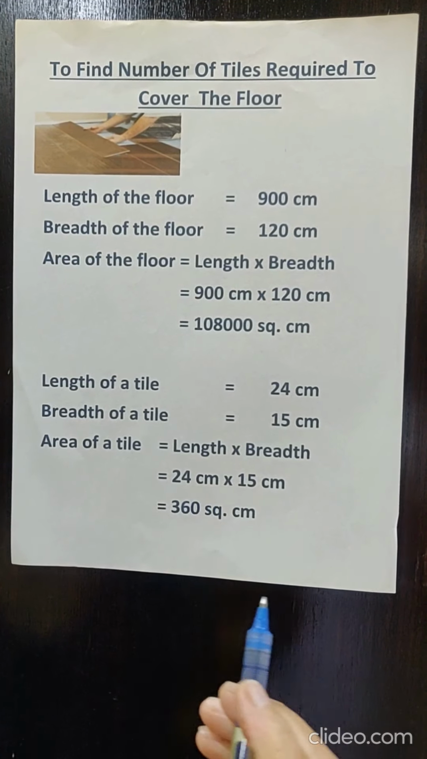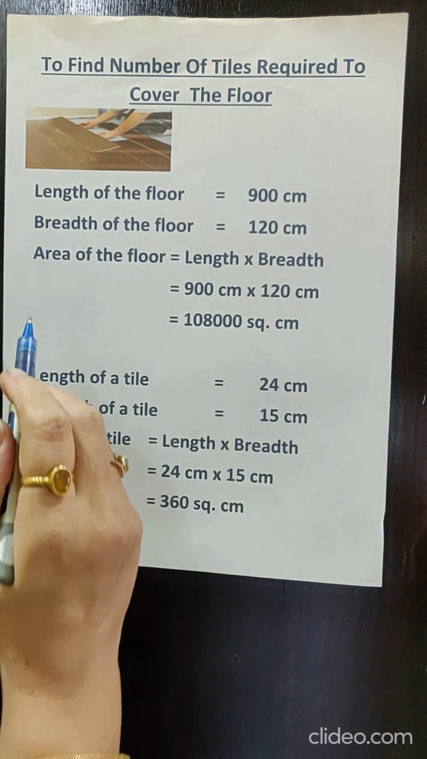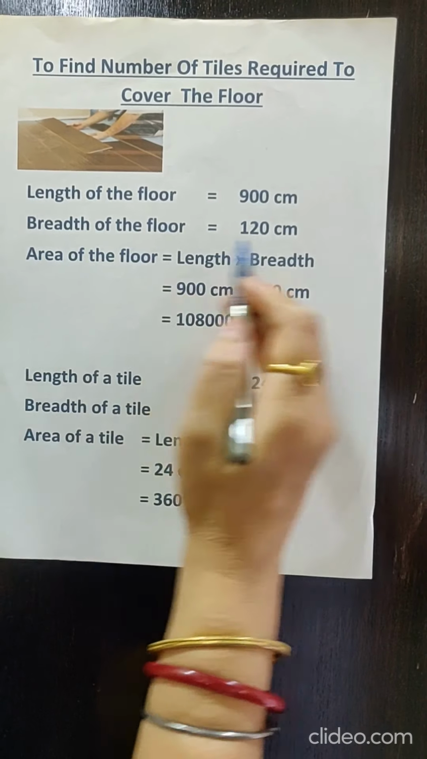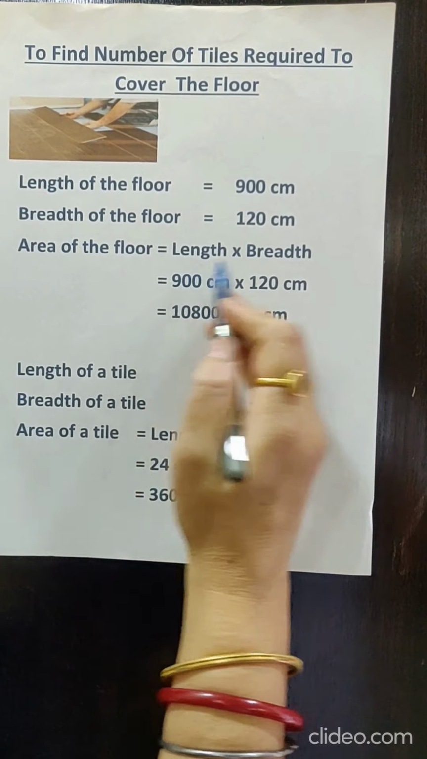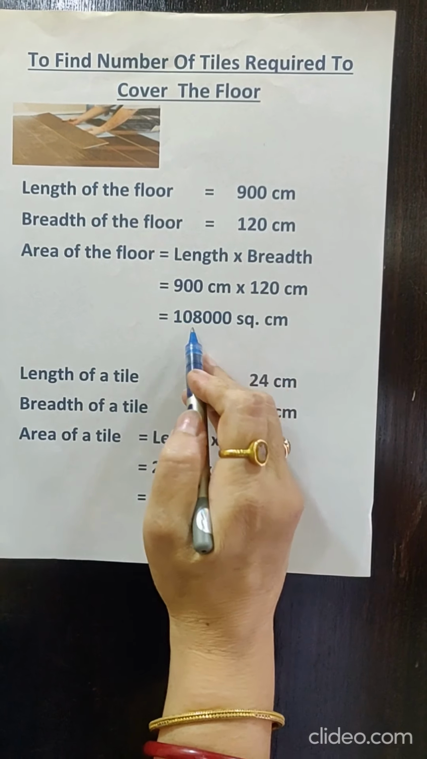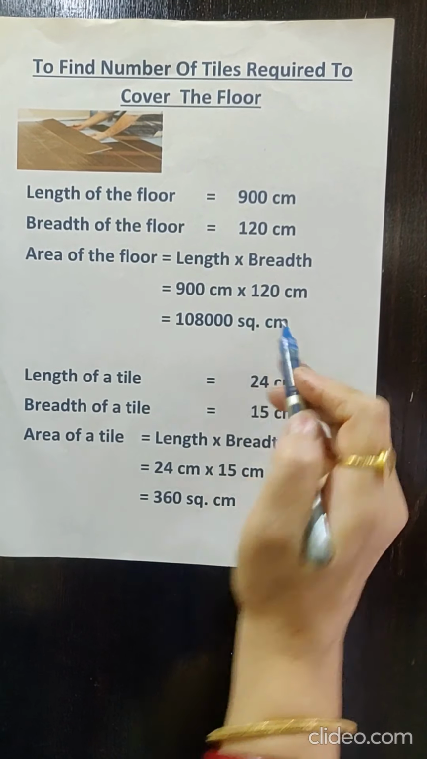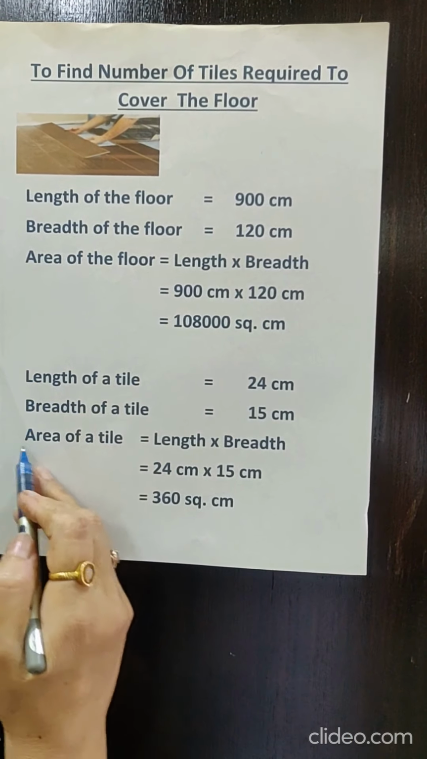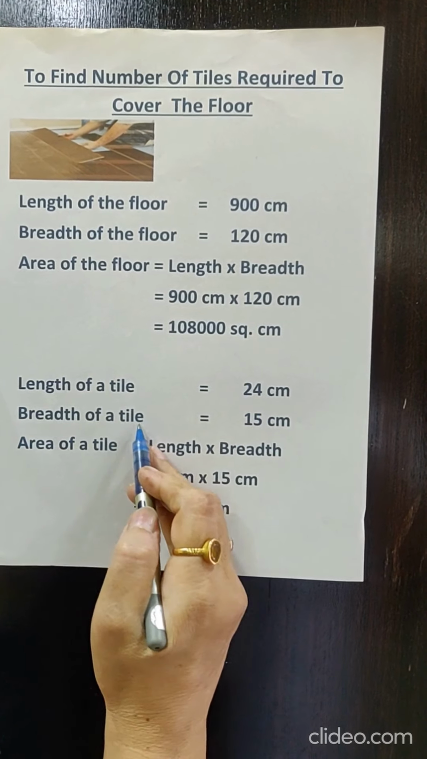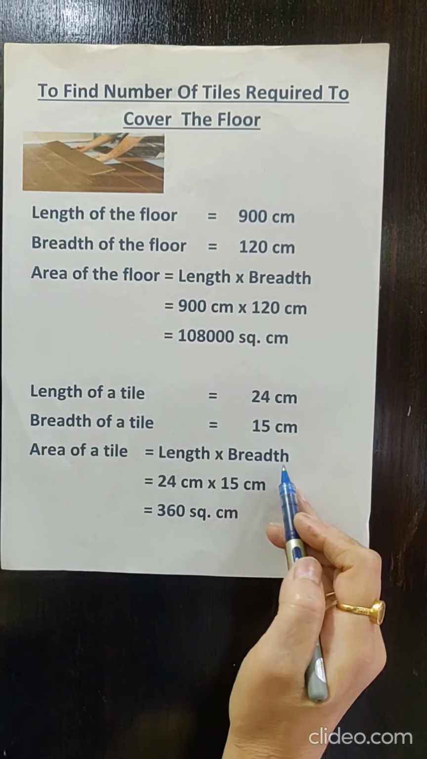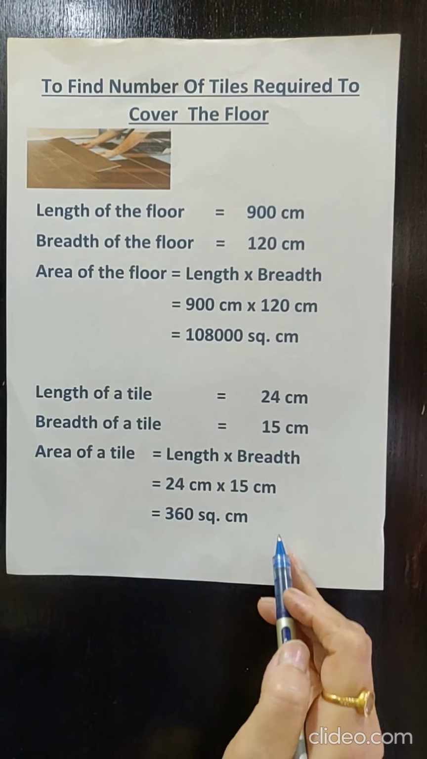When you construct a house and you want to know how many tiles are required to cover the floor, we know the length of the floor and breadth of the floor, and we calculate the area of the floor. We multiply length and breadth, and we get its area, that is 1,08,000 square centimeter. Now find out the area of a tile when the length of a tile is 24 centimeter and the breadth of the tile is 15 centimeter. We calculate the area of the tile, we get 360 square centimeter.